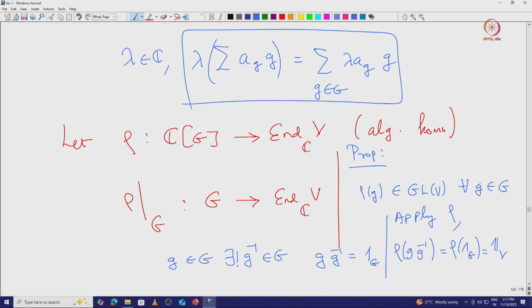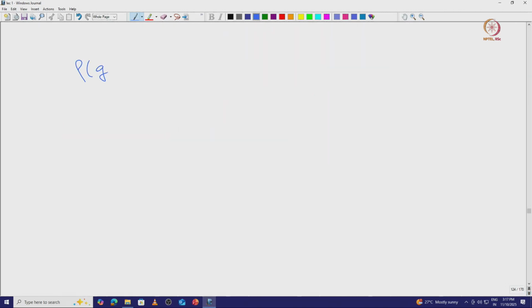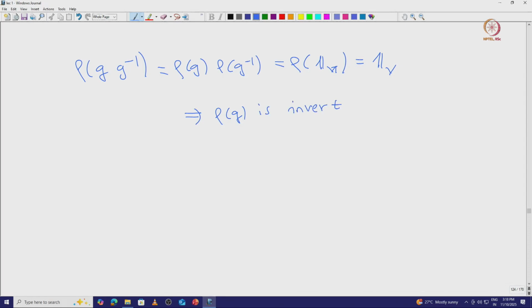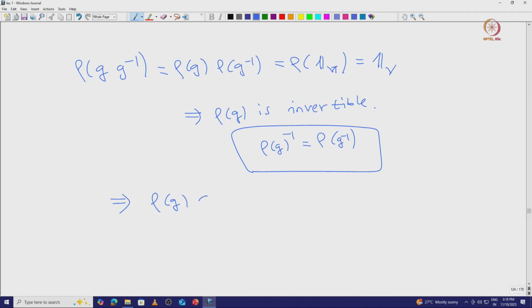In particular we have rho(g) times rho(g inverse), which is exactly rho of 1_G, which is exactly 1_V. This implies rho(g) is invertible, and not only that, rho(g inverse) is exactly equal to rho(g) inverse. So, this implies that all the elements rho(g) are invertible for all g in G.